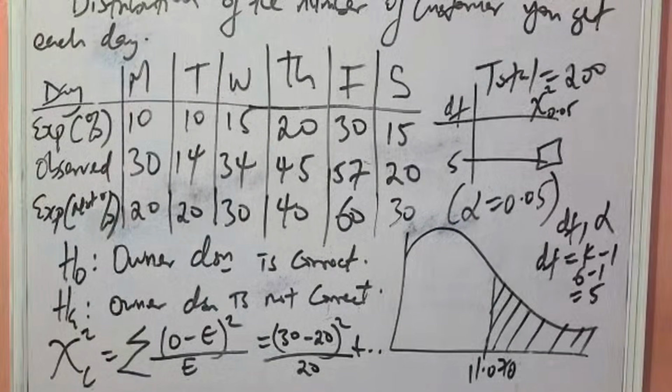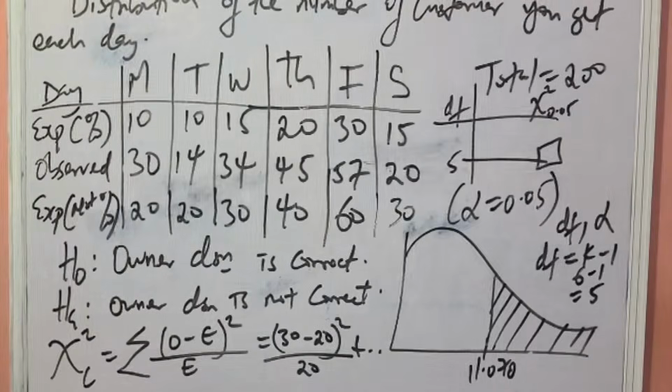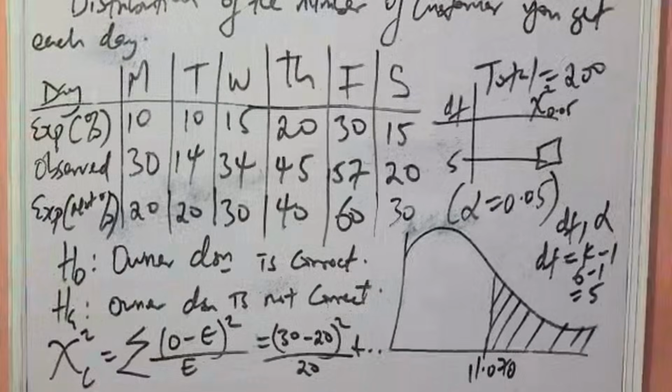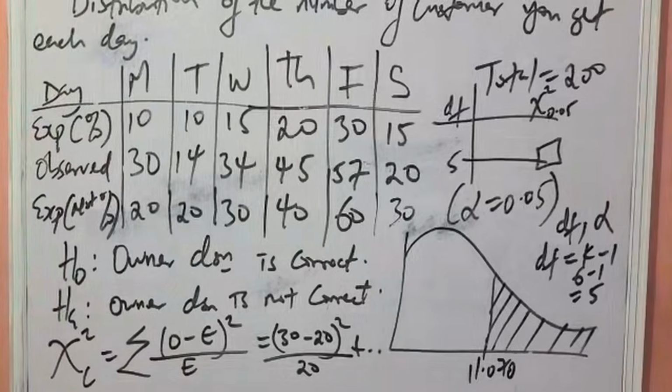So what did you get as a value for your test statistics? Somebody said 6 point what? 6.971. Is that correct? I don't think so. I don't think the answer is 6.971. Somebody said 11.4. Okay, that leans more to the answer. Anybody getting the answer as 11.4? What's your test statistics value?